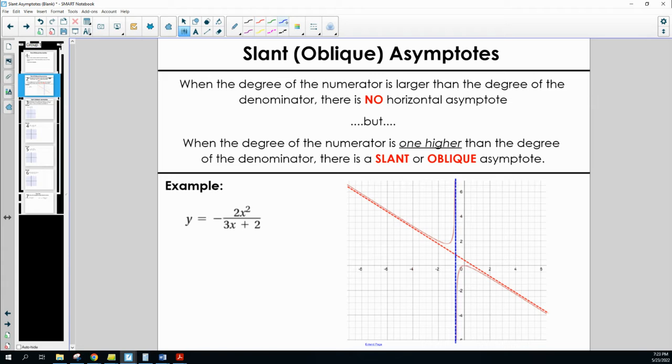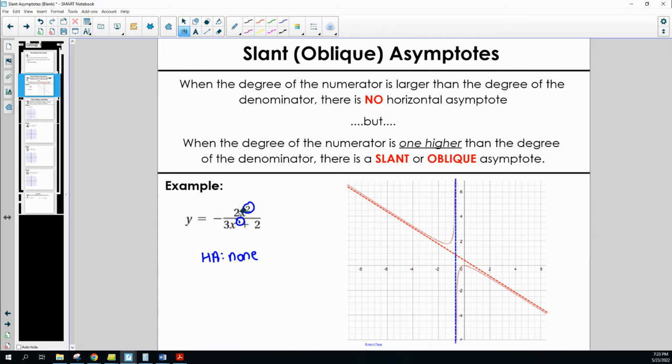So if we look at this example, we can see that the degree in the numerator is a 2, and the degree in the denominator, there's really like a little 1 here, is a 1. Since the degree is larger in the top, we know that the horizontal asymptote would be none. And the degree in the top is exactly 1 more than the degree in the denominator. So that means there's going to be a slant or oblique asymptote. Looking at the graph, we can see that there is no horizontal asymptote. There's no dotted line going horizontally. We do see this blue dotted line, that's our vertical asymptote.